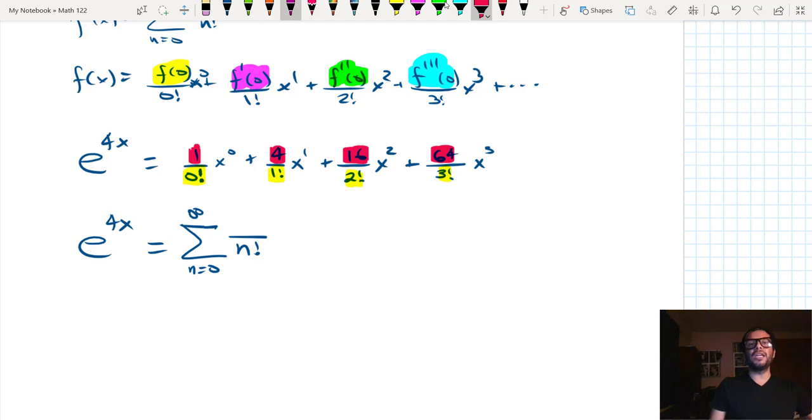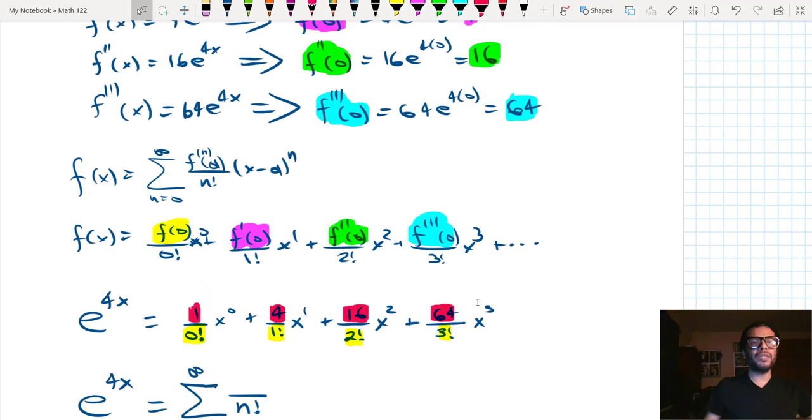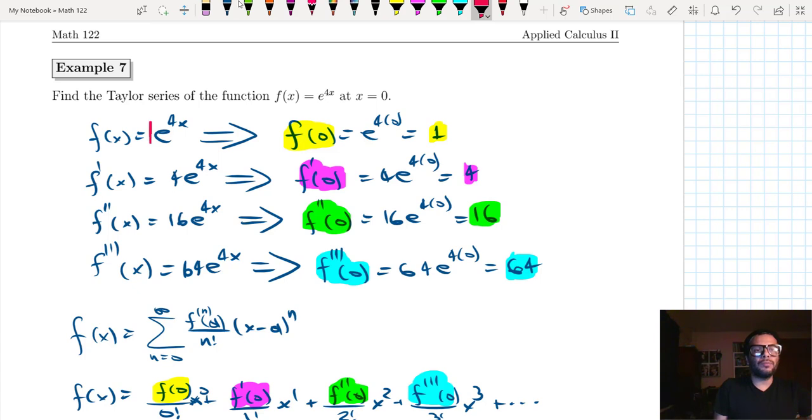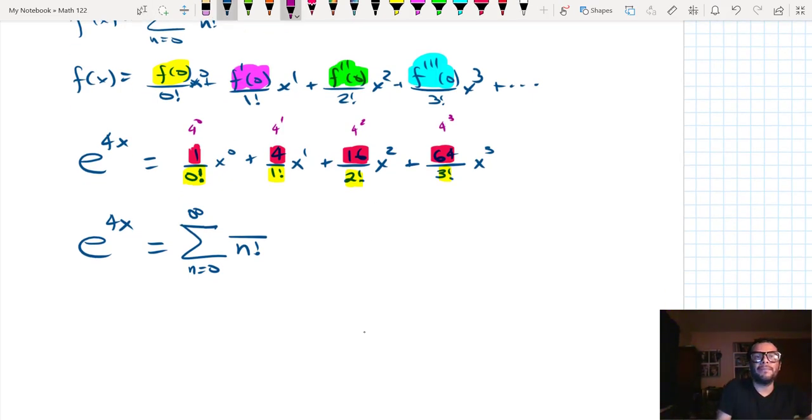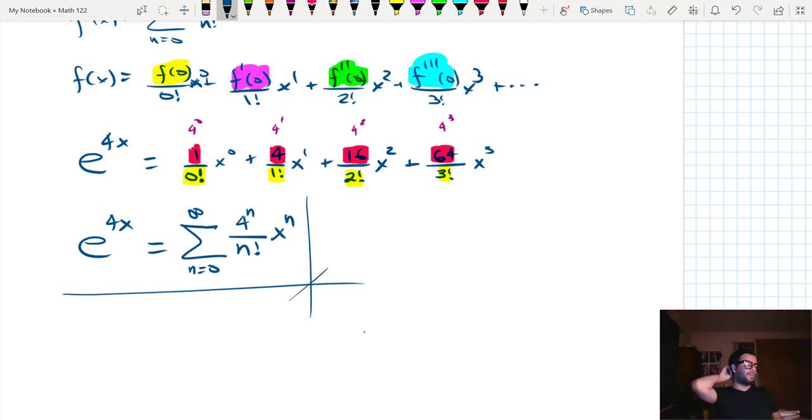It may not be really obvious, but look, what did we do here? 1 was multiplied by 4 and then times 4 and then times 4. Doesn't that look like powers of 4? 4 to the 0 power is 1, 4 to the first power is 4, 4 to the second power is 16, and 4 to the third power is 64. So what are we going to have here? 4 to the n power x to the n power, and this is the series representation for e to the 4x.